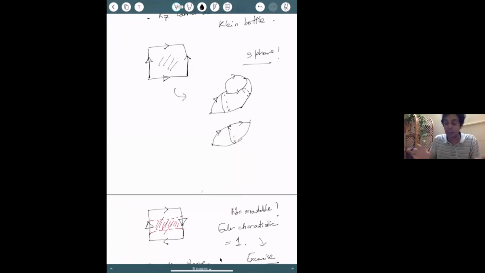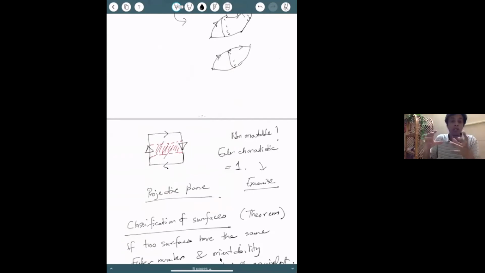Just like we saw, if you glue two Mobius strips, you get a Klein bottle. It turns out that if you take a Mobius strip and glue a disk to it, right? So this is my Mobius strip, and you glue a disk to it. The disk also has one boundary, and you glue that to the edge of the Mobius strip, you get a projective plane.